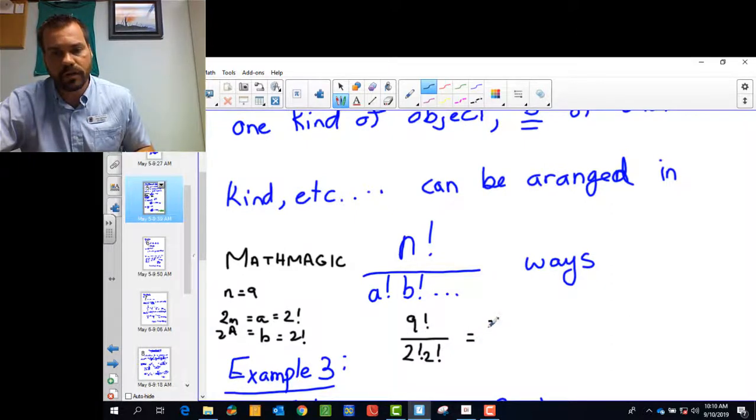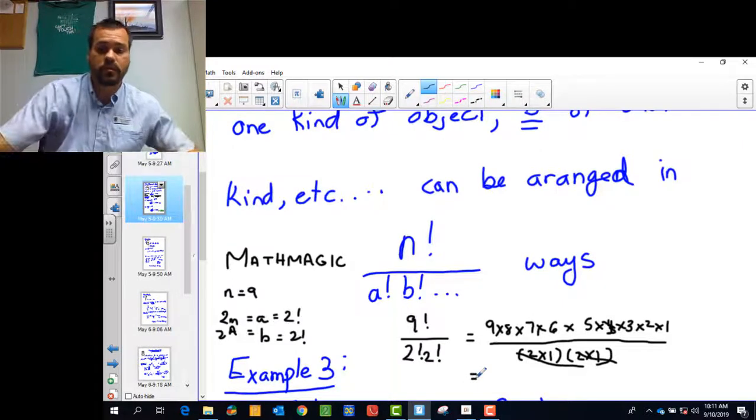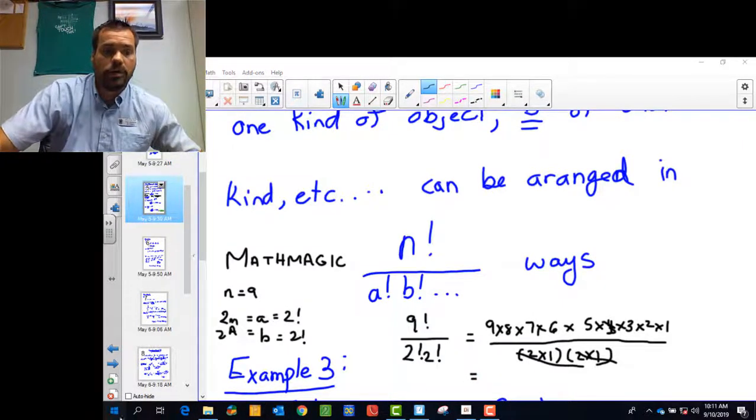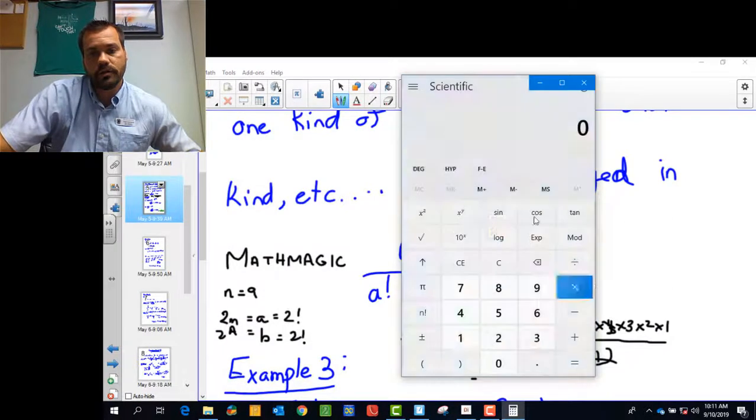And so 9 factorial becomes 9 times 8 times 7 times 6 times 5 times 4 times 3 times 2 times 1. And on the bottom, 2 factorial is 2 times 1, and then we're multiplying that by 2 times 1. So 2 and 2 makes 4, so we can get rid of that, and we just have to figure out what 9 times 8 times 7 times 6 times 5 times 3 times 2 times 1 is. So if I grab my calculator here, it should be able to tell me.